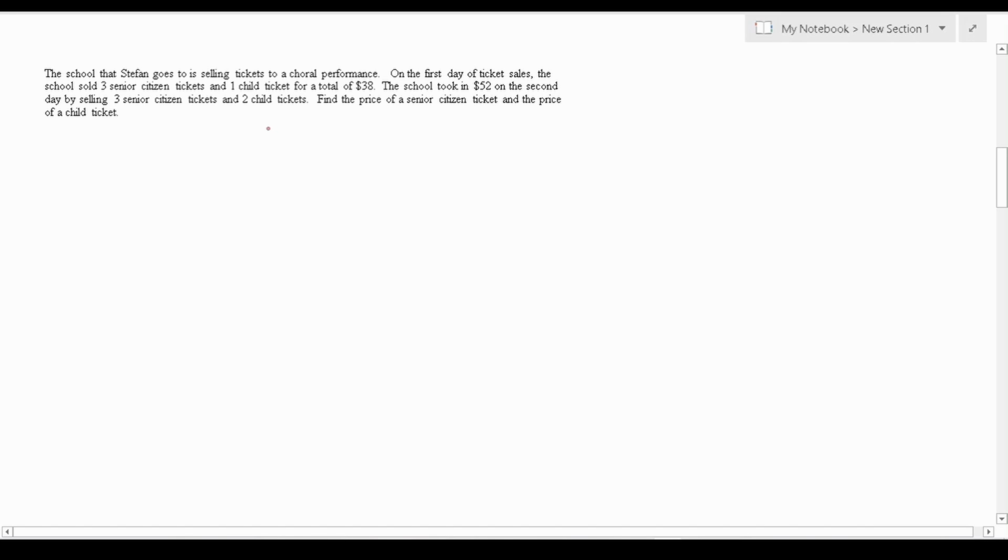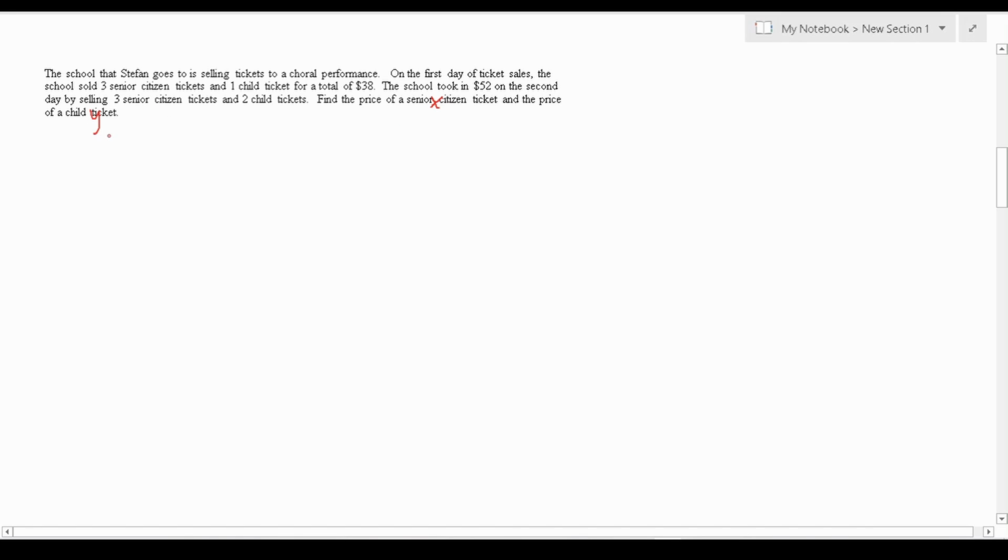The key to realizing you're dealing with a question that's going to require you to use a system of equations to solve is the fact that it's asking you to find the price of 2 different variables, which you can only do using a system of equations. In this case, we have to find the price of a senior citizen ticket and a child ticket. The first thing I'm going to do is refer to the price of a senior citizen ticket as X and the price of a child ticket as Y.